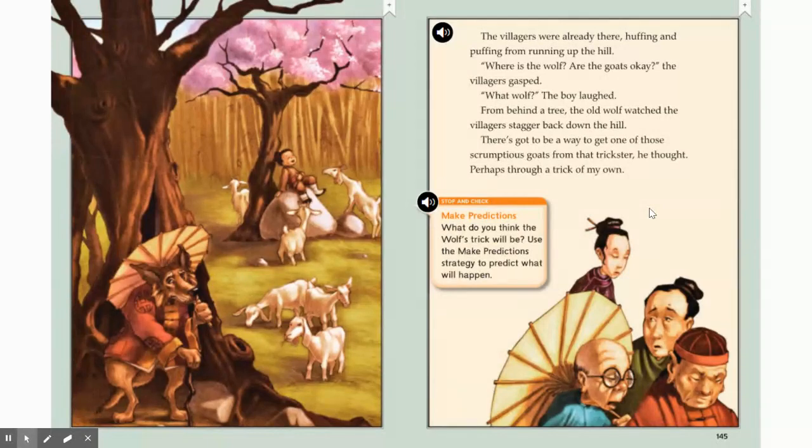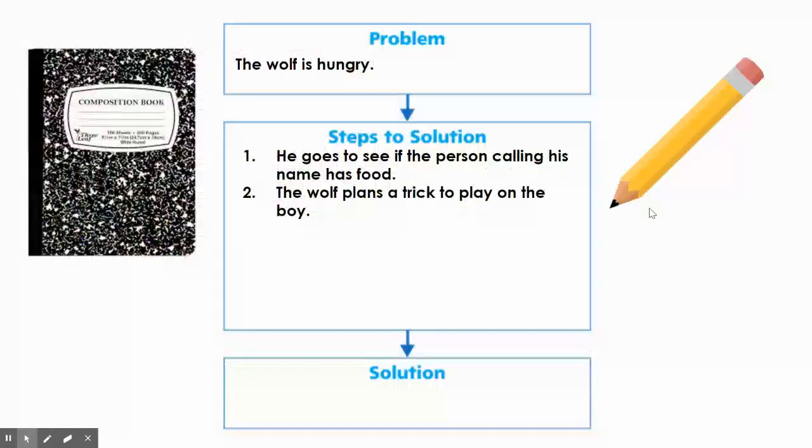So he's devising a plan that will help him get some food. That sounds like another step to solving his problem of being hungry. So our second step is that the wolf plans a trick to play on the boy. We don't know what it is yet, but we know he's got a plan in his head.